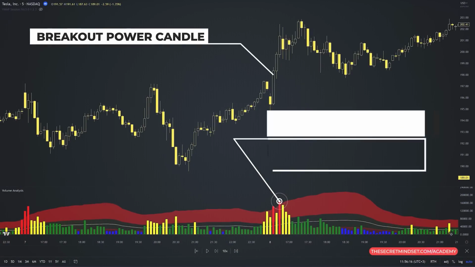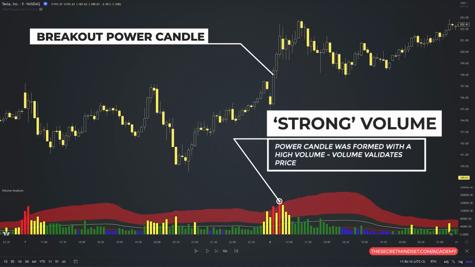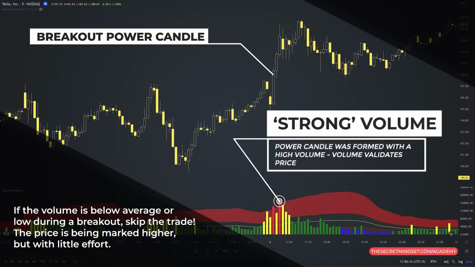Sentiment for the candle is strong, and the associated volume should therefore reflect this strong sentiment with strong volume. As we can see here, this power candle was formed with a high volume. This is what you should expect to see, volume to validate price. If the volume is below average or low, this is not a valid candle to trade. The price is being marked higher, but with little effort.